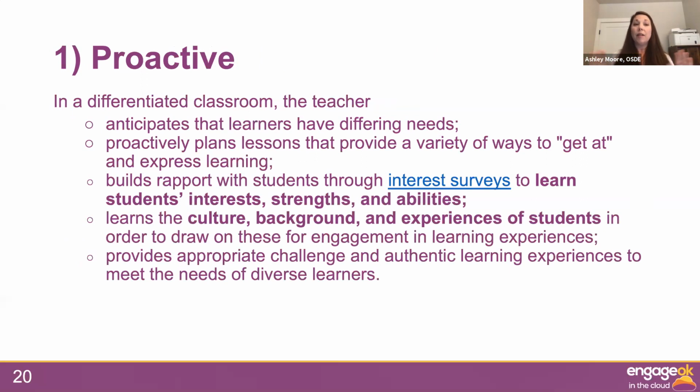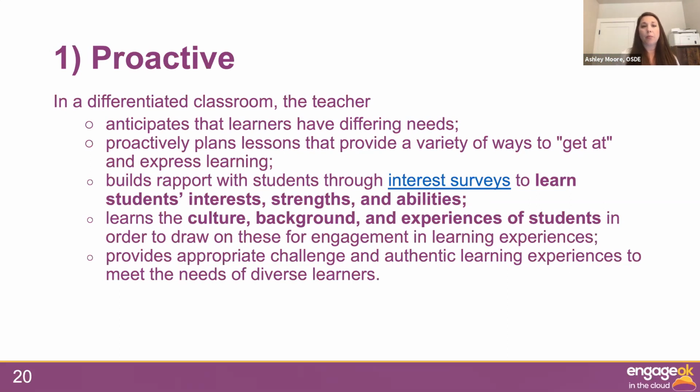And so knowing that maybe we don't even know what those learning needs are yet. Proactively plans lessons that provide a variety of ways to get at and express learning, builds rapport with students through interest surveys to learn students' interests, strengths, and abilities. We know that knowing our students is important and building rapport is important, but it doesn't just stop there to be friends and to have them like us. It is a building so we understand who they are and what their background and experiences are, part of their culture, part of who they are, so that way we can build on those to engage them in their learning and have these authentic experiences.